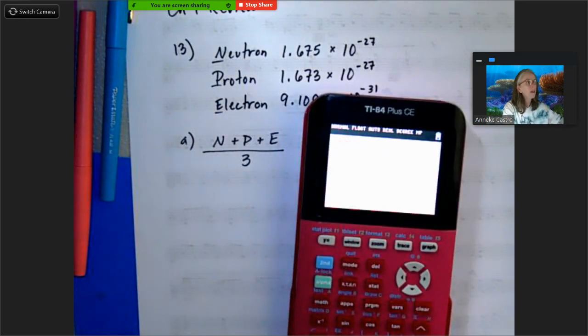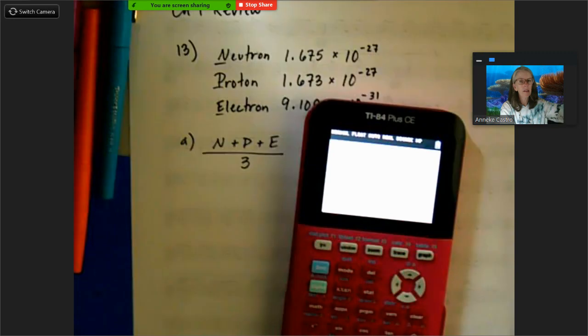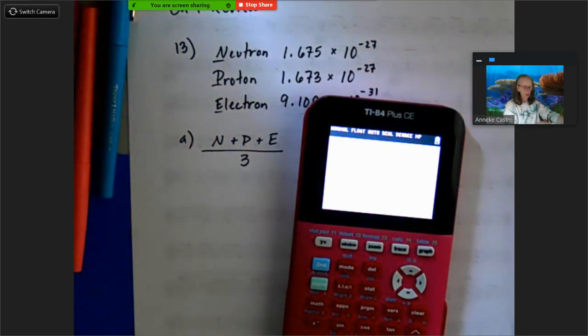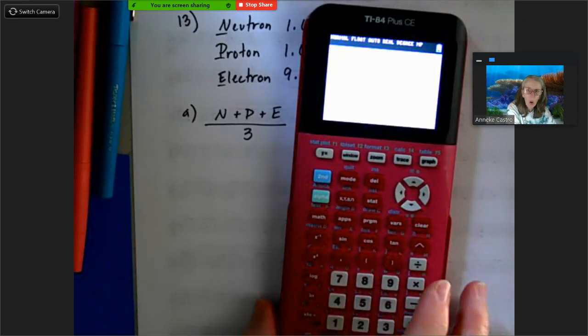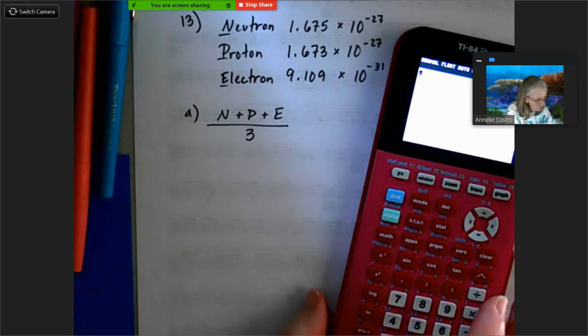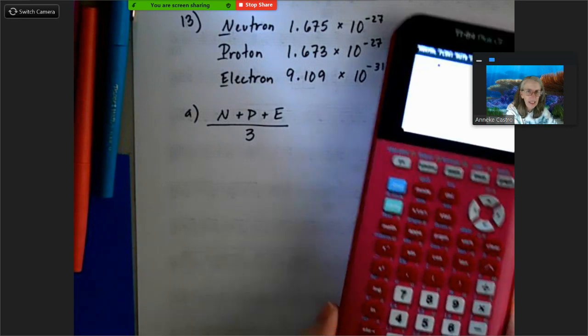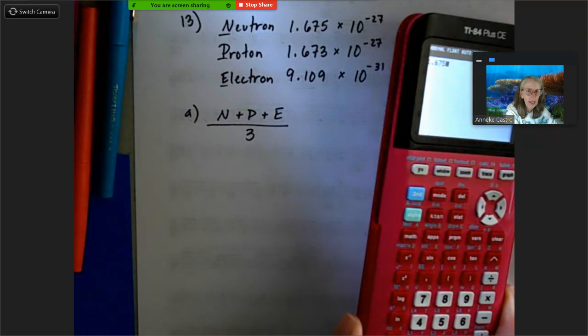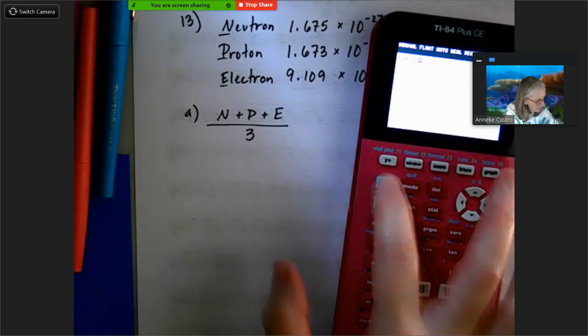Let me clear that out. The other way is you can use this EE button, which is above the comma. I posted a video showing you how to do this in great detail. But you can also enter scientific notation this other way, which is, again, we start with 1.675. And then to get the scientific notation that a calculator shows, you do second comma.